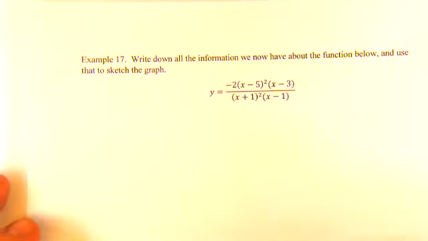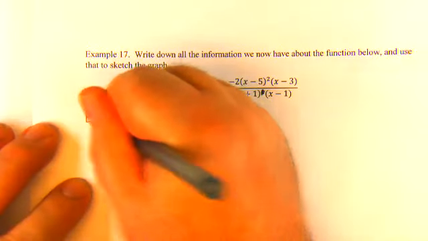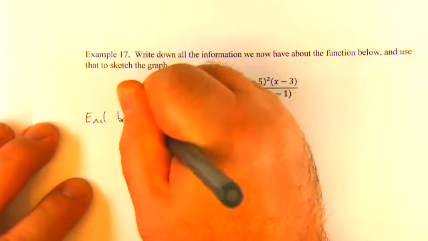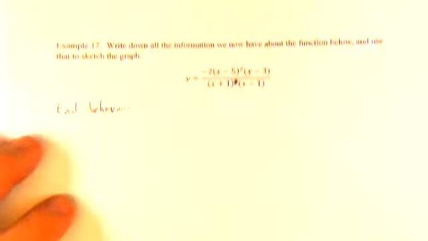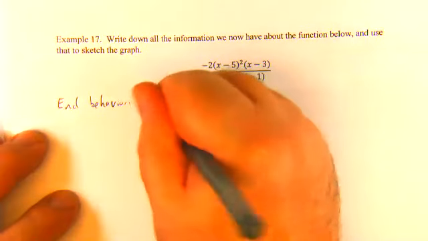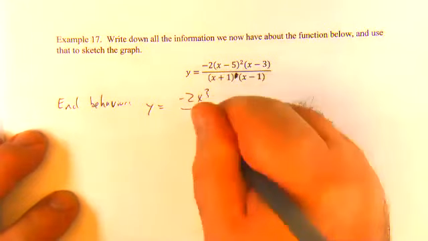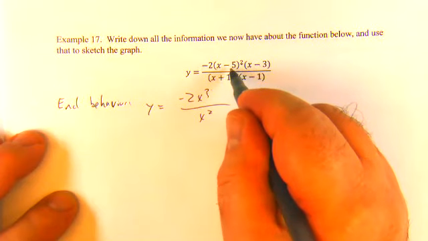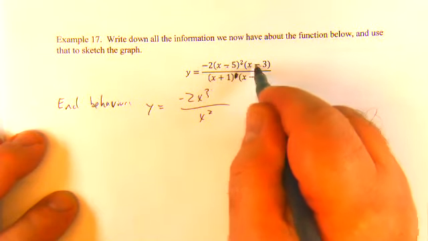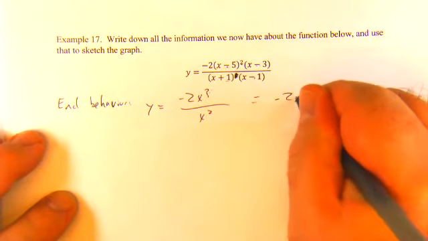So here's the one where I wanted to have the power there. End behavior: y equals -2, and I've got an x cubed on the top, x squared on the bottom. Remember that this power is the count of all the factors. 2 factors plus a third factor, that's 3, 2 factors at the bottom. So y equals -2x.